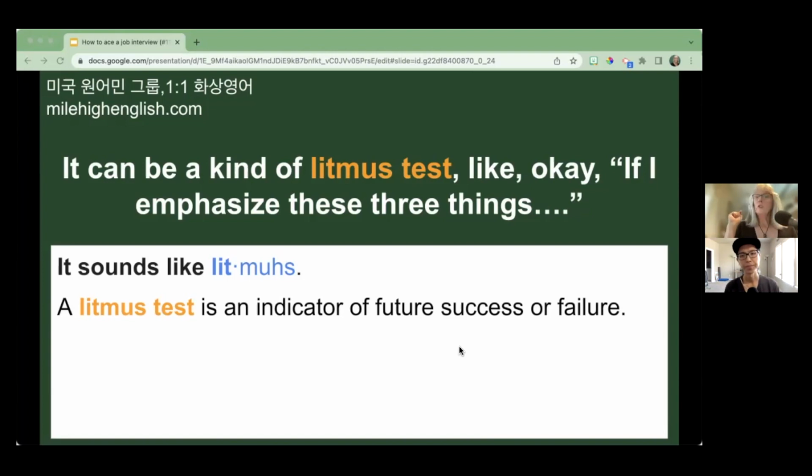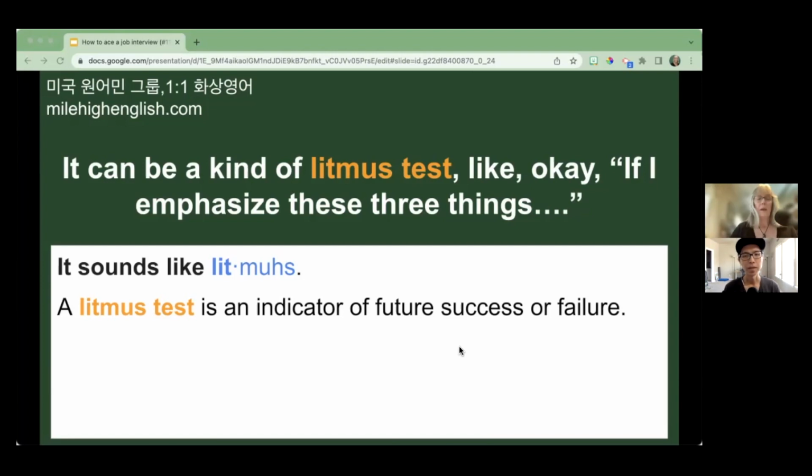So now that you know how to pronounce the word and what it means, would you read the phrase for me on the slide? Yeah, of course. The sentence, right? Yes. It can be a kind of litmus test, like, okay, if I emphasize these three things. Right. So what the speaker was saying is that it was going to be a kind of test for her to indicate the future success or failure of her mentioning or emphasizing these three things about her that she wanted to bring up in the job interview.